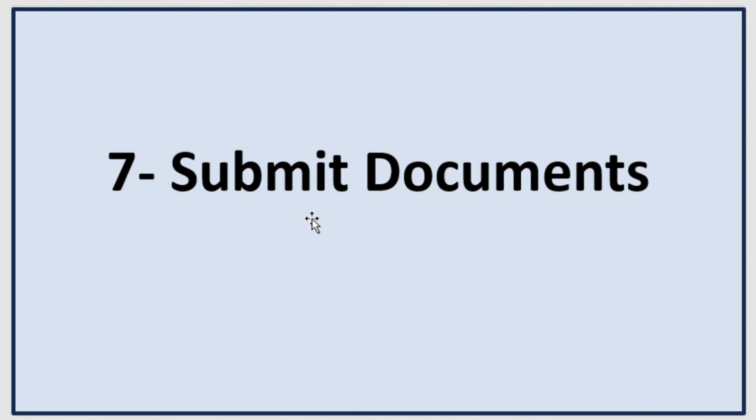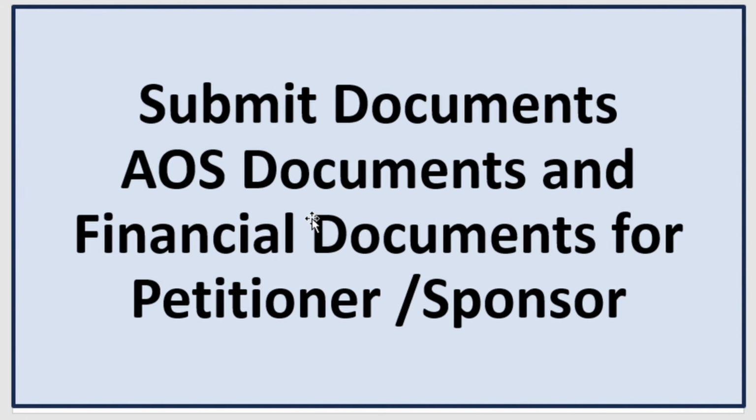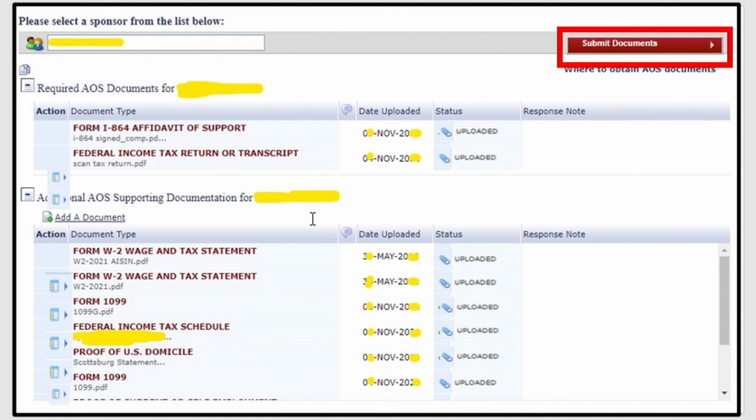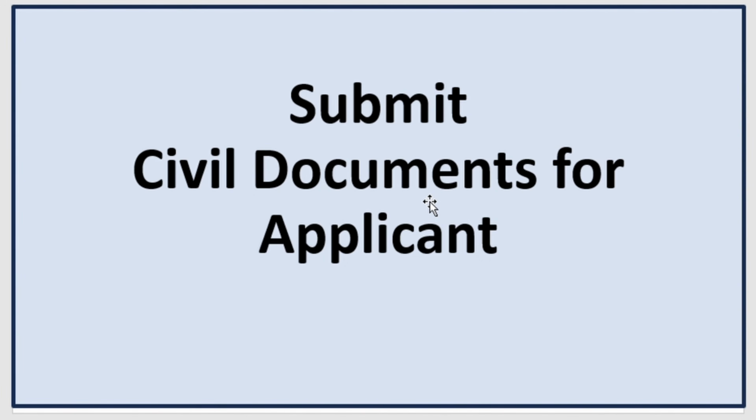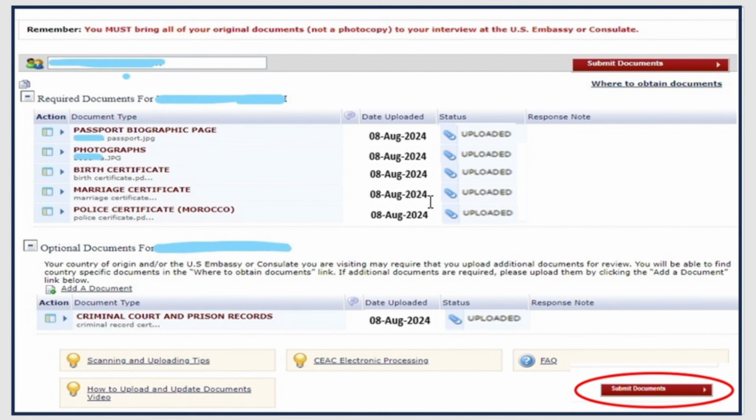Now, step 7 is submit documents. We're going to talk about submitting documents for the petitioner. It's very simple. Just click on submit, and the status will change to submitted. We're going to submit civil documents for the applicant. In this case, it's going to be the same as the petitioner. As you can see, now they are uploaded. Once you click on submit, the status will change to submitted.